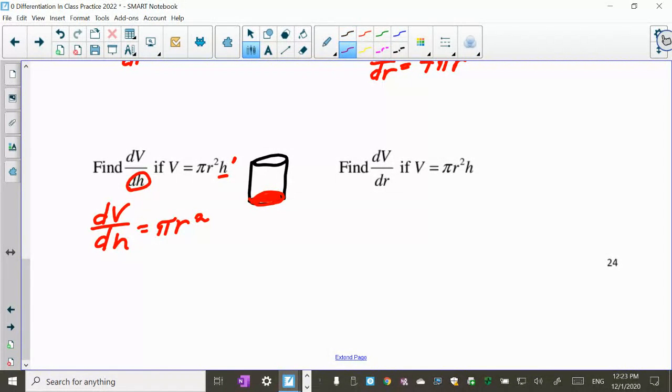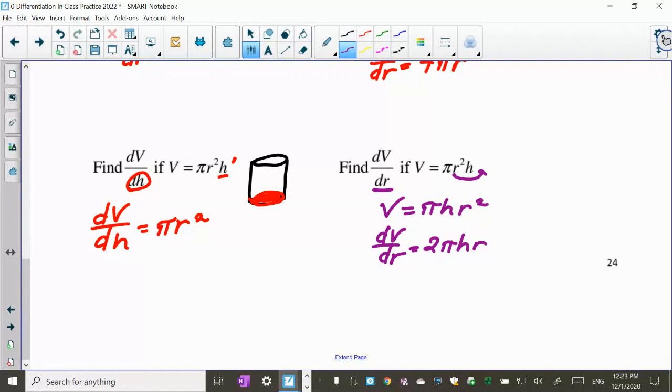And the last one here is I'm going to find the dV/dr of this same thing. Well, if I'm looking for the radius, I'm going to put the radius at the end. So I'm just going to write this as pi h r squared. So we're assuming that the height is constant. So if I do dV/dr, it's going to be 2 pi h r, because 2 times that, and then that drops down 1.